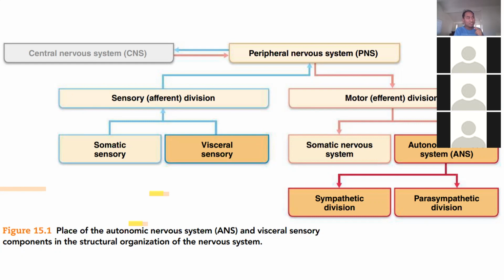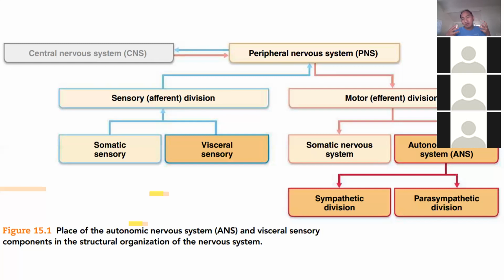So that sensation, the esophagus being stretched, is the visceral sensation, which we cannot feel, but the esophagus or our stomach or our duodenum or our urinary bladder, they can feel it. All these visceral organs in our body will go along with the afferent sensory division, along the peripheral nervous system. They will go to the central nervous system.